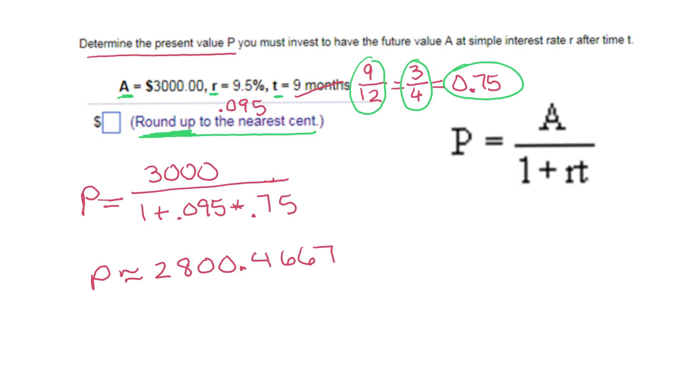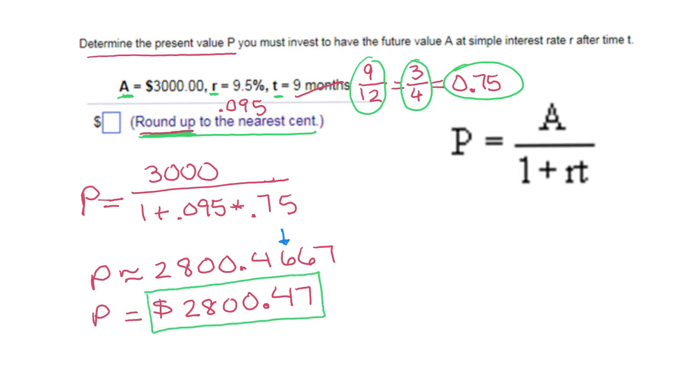So remember what I said, round up to the nearest cent. So the nearest cent in this case is going to be in the hundredths position. And no matter what that number is on the right-hand side, we automatically round up. So the principal will equal $2,800.47. And this would be the present value.